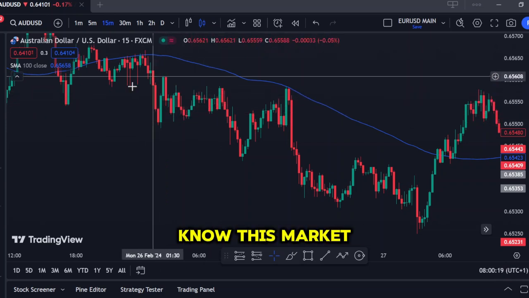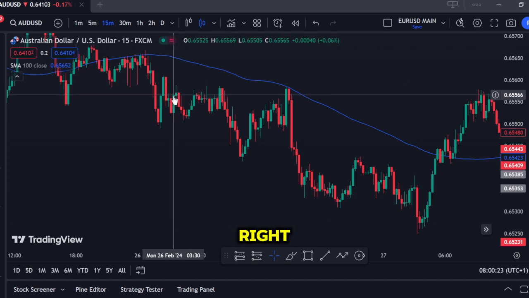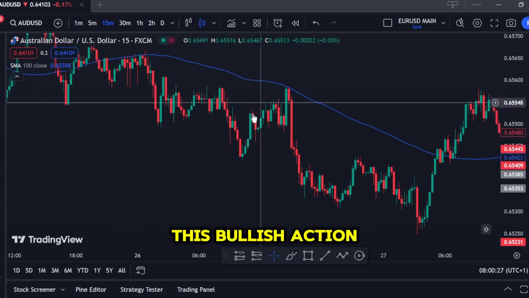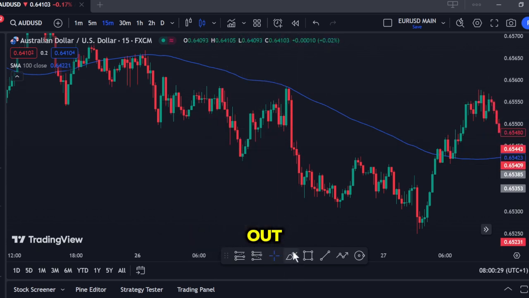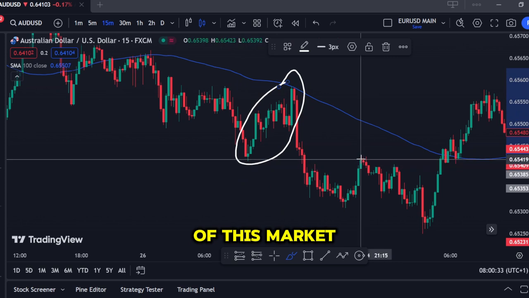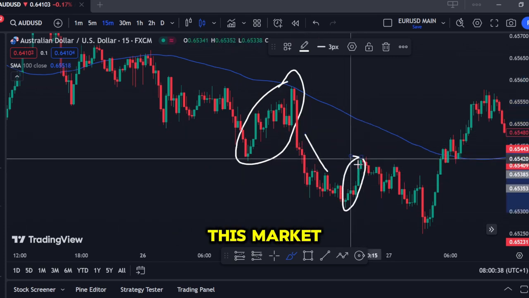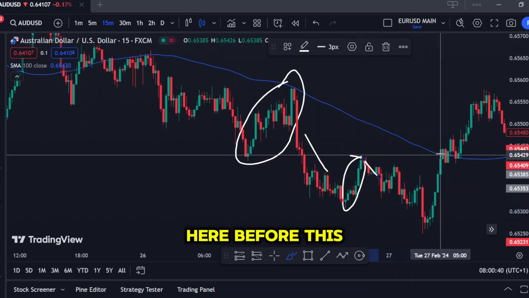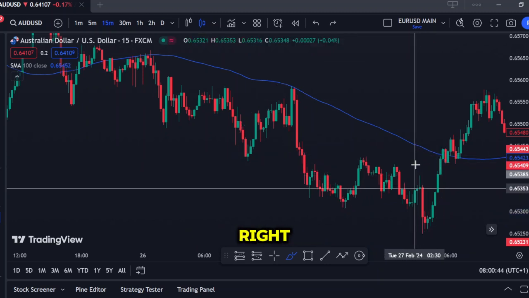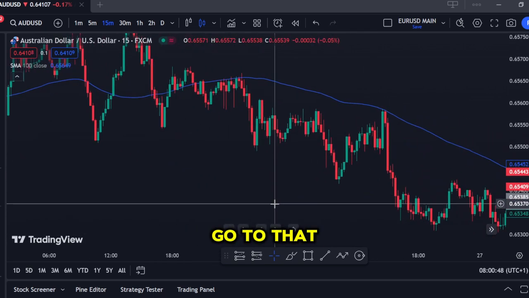Remember, I don't know this market. I just randomly zoomed this market and we got right here, right? Okay, what if I took a sell right here? I would love to get out before all of this bullish action right here. Let me circle it out. Before here, I would like to get out of this market. And if I sold here, before this zone here, I would like to get out of this market. If I sold here, before this bullish candle, I would like to get out of the market, right? And it's going to be the same thing for buys. Maybe if we have buy examples, but I'm going to go to that, right?